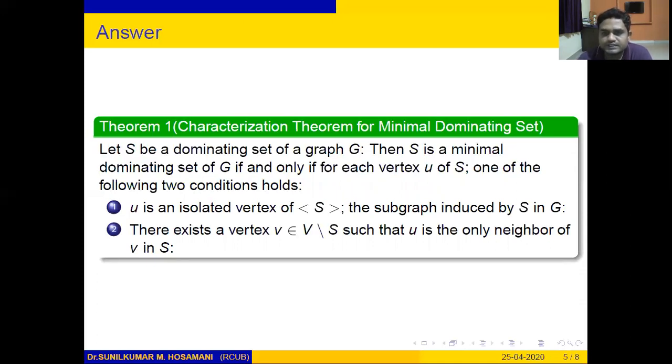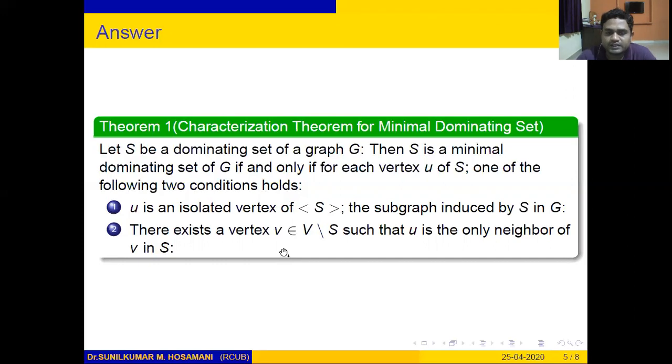That dominating set is a minimal dominating set if it satisfies one of the following conditions. The first condition says that if S is a minimal dominating set, then the induced subgraph of S contains only isolated vertices, meaning there is no edge between any vertices in induced S. If a given set S satisfies this condition, then S is a minimal dominating set.